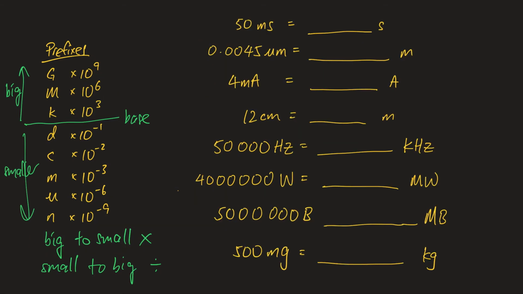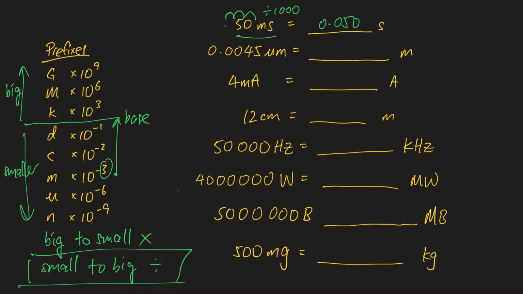Now let's practice on converting smaller units to a bigger unit. So it's a divide. So let's start with the first one, 50 milliseconds to seconds. So you're changing from a smaller unit to a bigger unit. So you divide. Milli is times 10 to the power minus 3. So you just need to care about the 3 here. So it's divided by 3 zeros, divided by 1000. So from the decimal place, you jump 3 times. So it's 0.050 seconds.